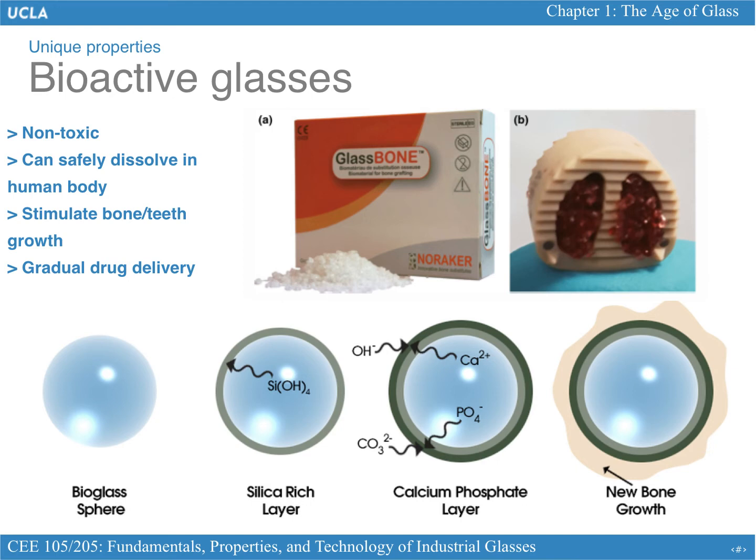So one of the things we are going to talk about in this class is how to understand how the composition of a glass affects its properties. Like if you change the composition of the glass, how is it going to affect its properties? For example, its mechanical properties.